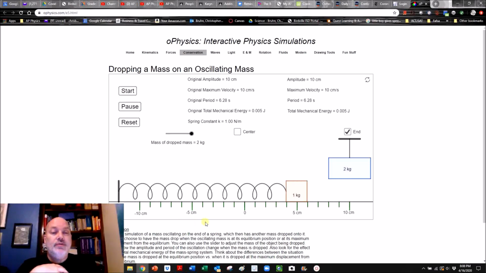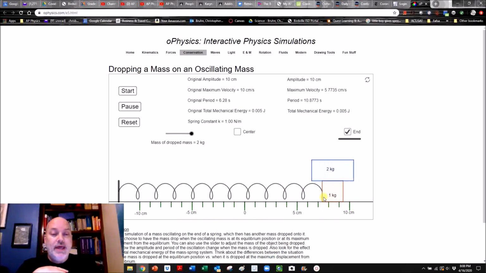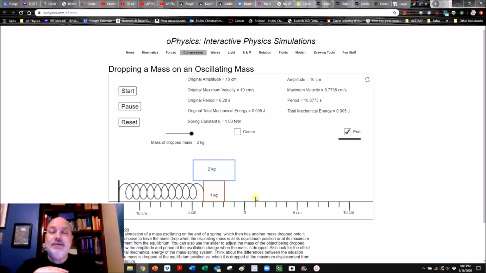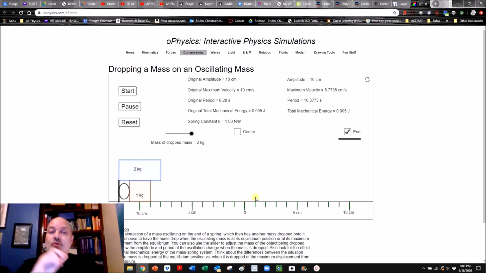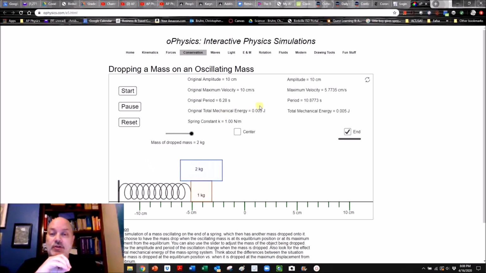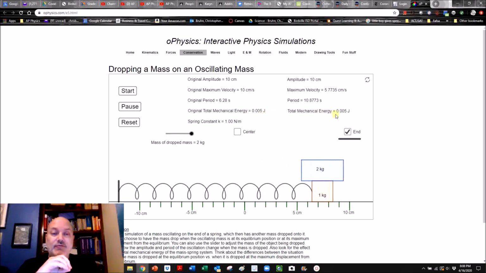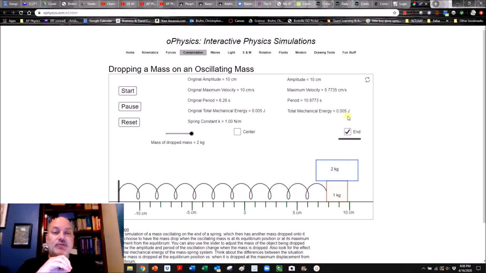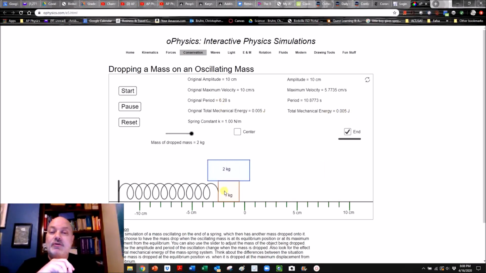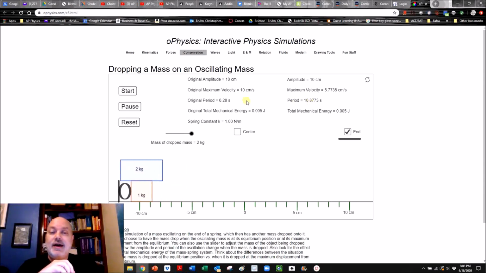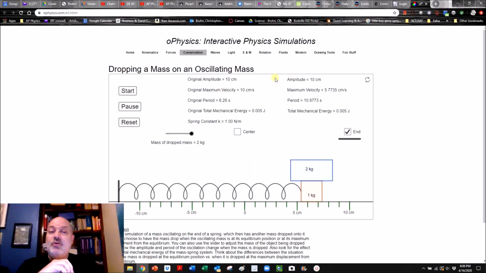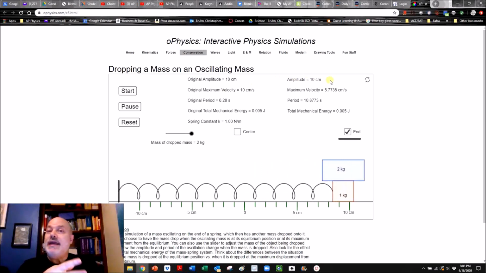Now notice that the mass drops on when this 1 kilogram mass was stopped. So it didn't lose any energy. The original energy was 0.005 joules. The final energy is 0.005 joules. However, since we now have more mass, the time period has increased. The amplitude is still the same because we haven't lost any energy.